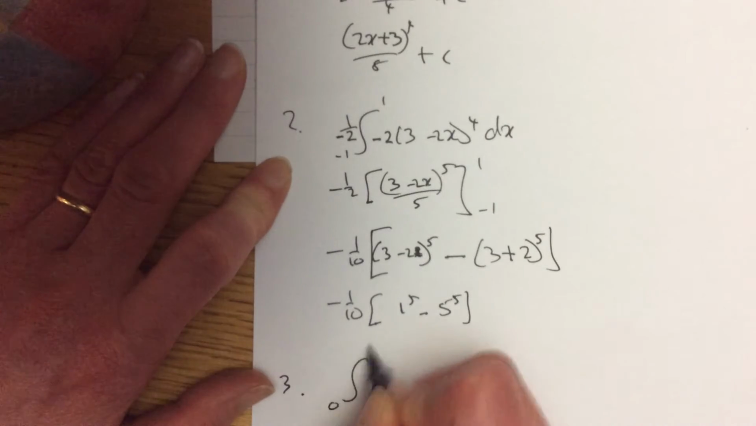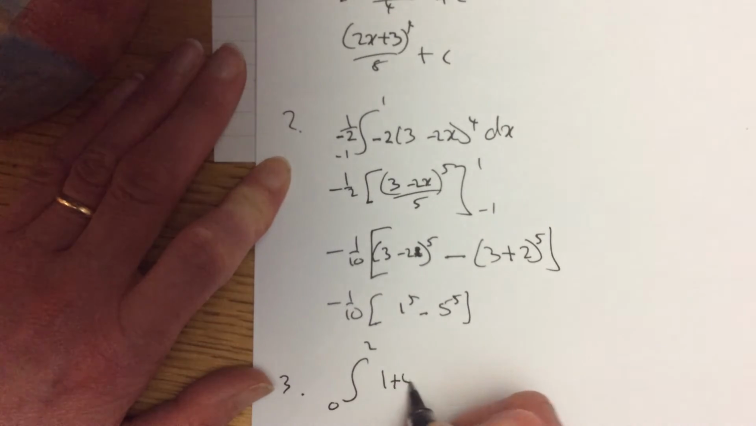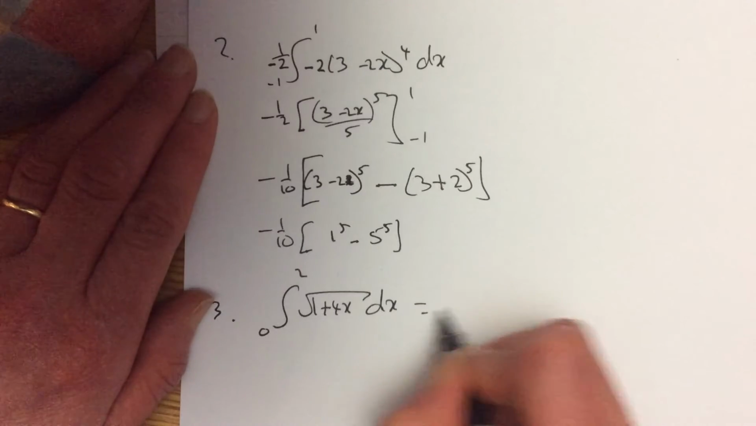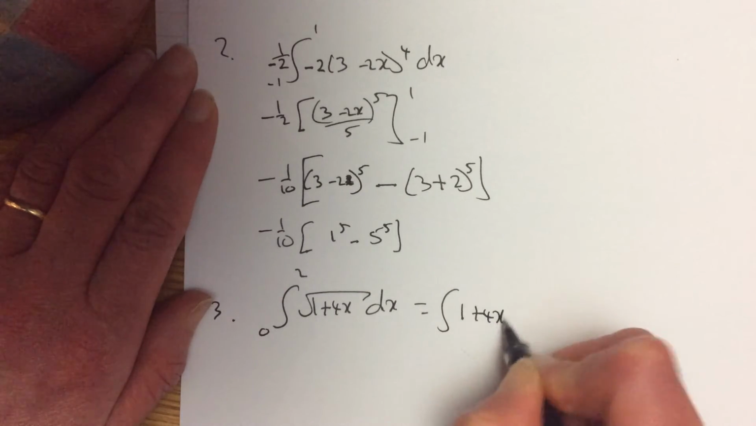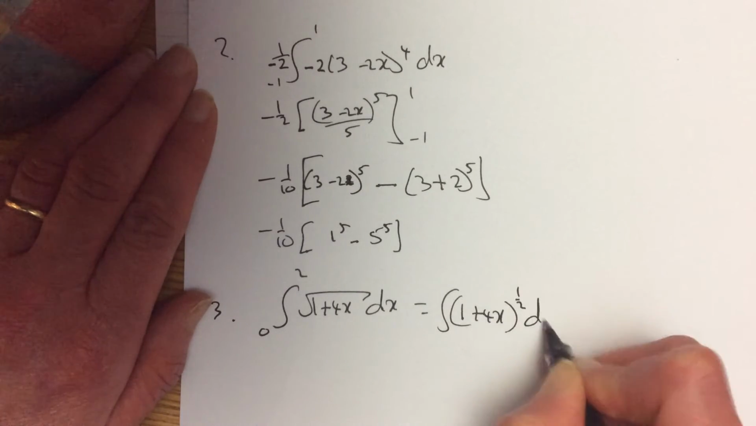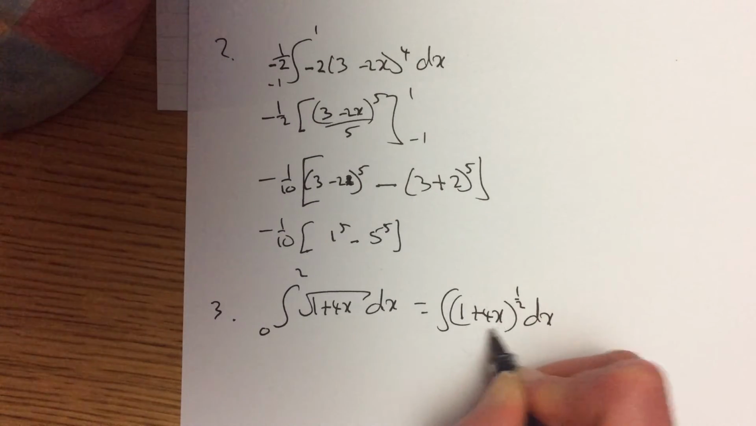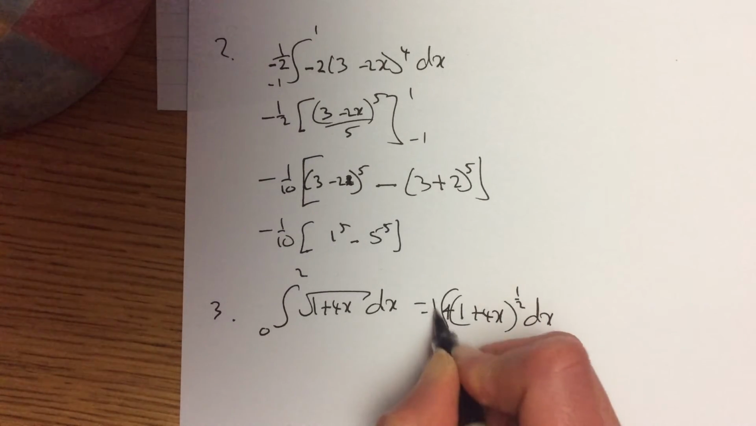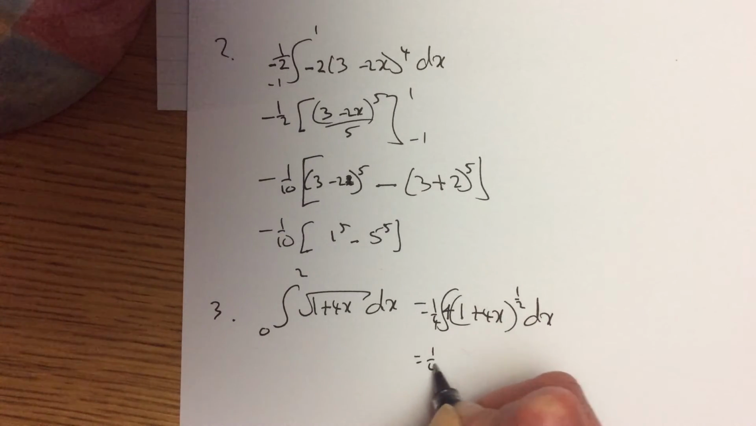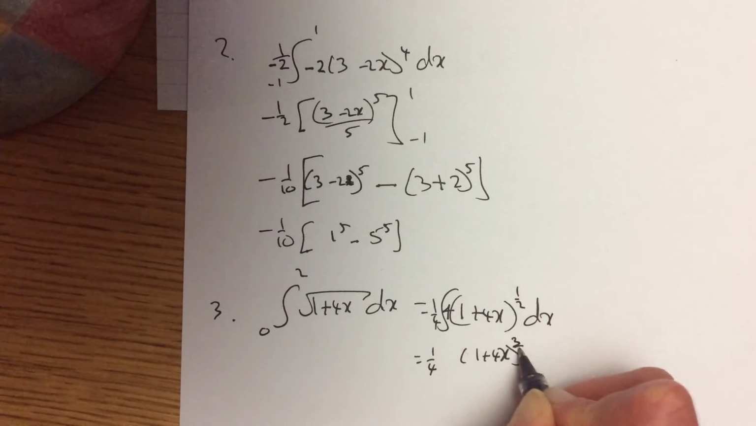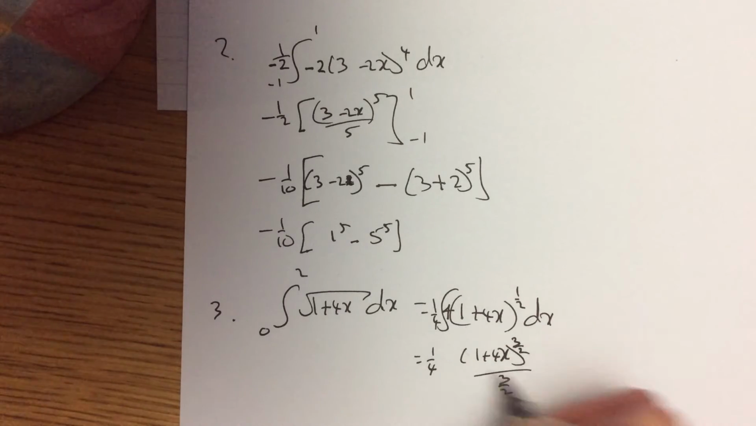Question 3, not 2. 1 add 4x root. I see a bracket there. So that is 1 add 4x to the half. To integrate a bracket, the derivative must be in front. The derivative of that is a 4. Pop your 4 in, balance it outside with a quarter. Now add 1 to the power. Divide by the new power.